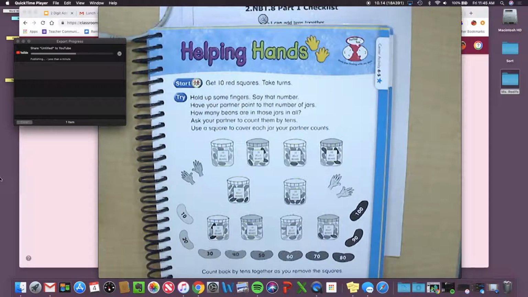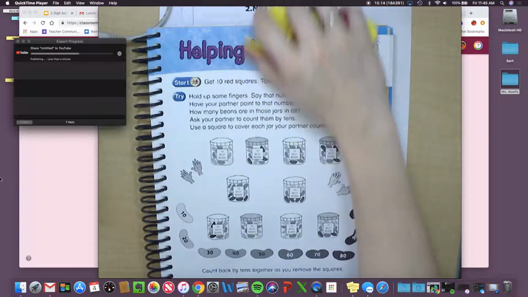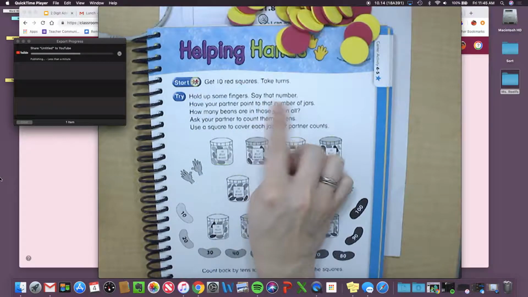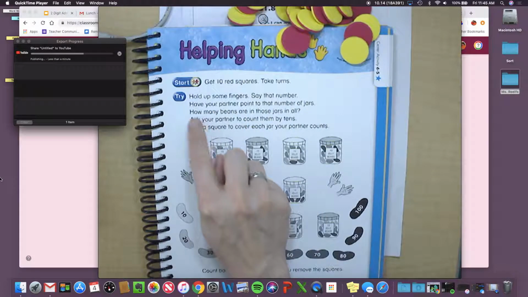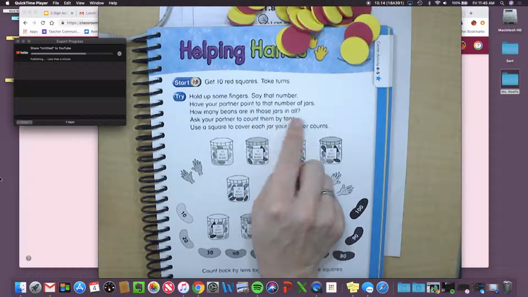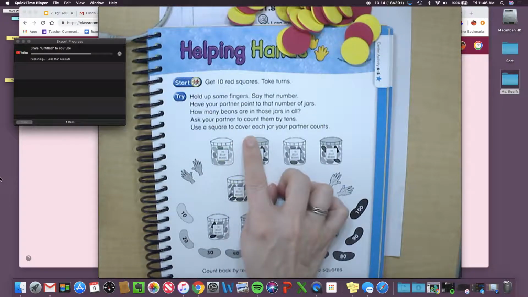from the front of the room, instead of red squares, you're going to get these circles. Okay? The directions say, hold up some fingers, say that number. Have your partner point to that number of jars. How many beans are in those jars in all? Ask your partner to count them by tens. Use a square to cover each jar your partner counts.